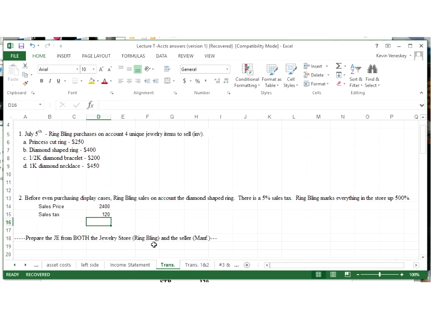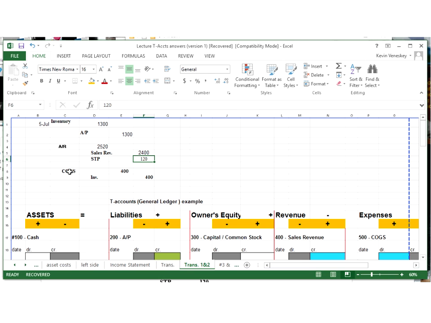Now, I'm not quite done yet because whenever I sell something, I always have at least 2 journal entries. And the second journal entry is going to show that this diamond ring is now gone. I don't have it in my inventory anymore, so I need to get rid of it. And how I get rid of it is by setting up a new T account called COGS, or cost of goods sold. So debiting that expense, COGS, and showing that the inventory is now reduced by that $400.